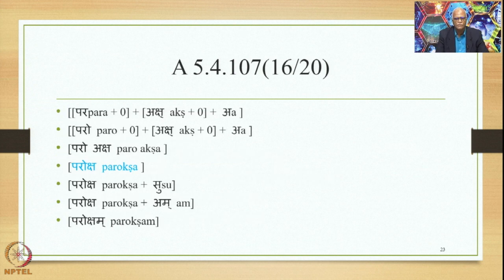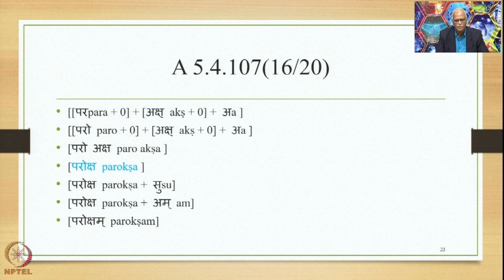Now this a becomes o in para, therefore we have paro plus 0 plus aksha plus 0 plus a, and then we have paro aksha. When we join them together, we get the form paroksha. This is an avyayibhāva samāsa output ending in short a.